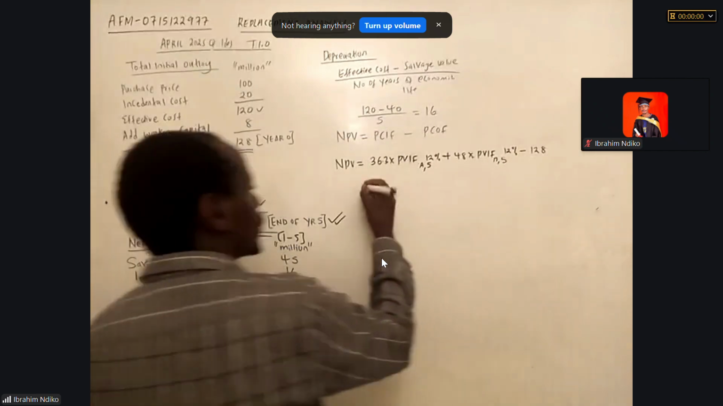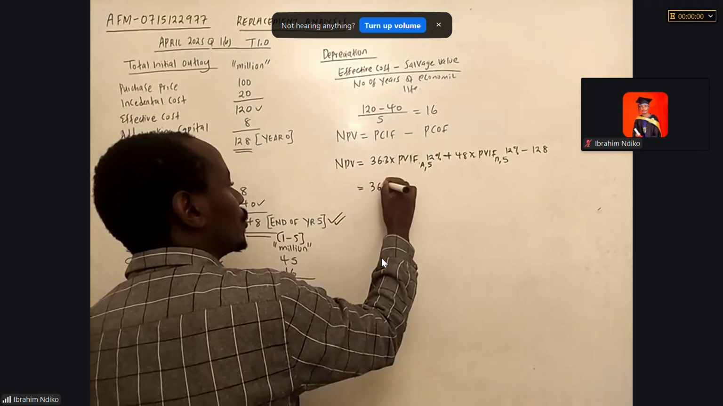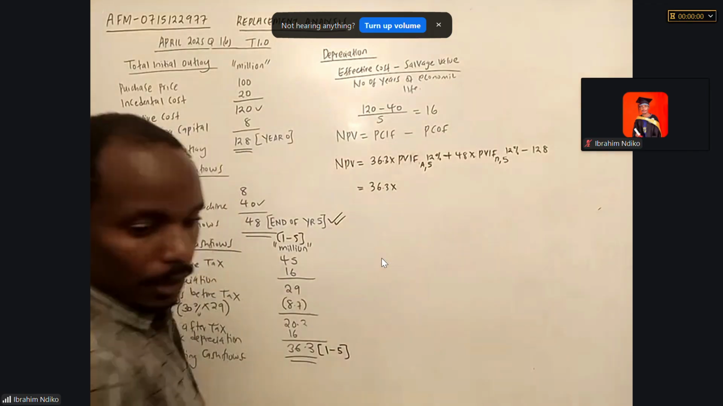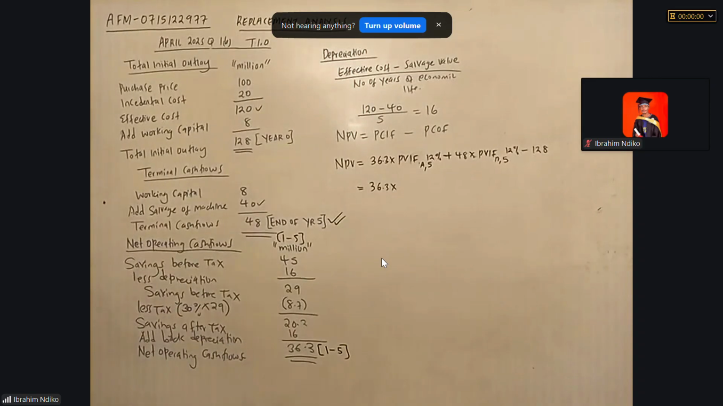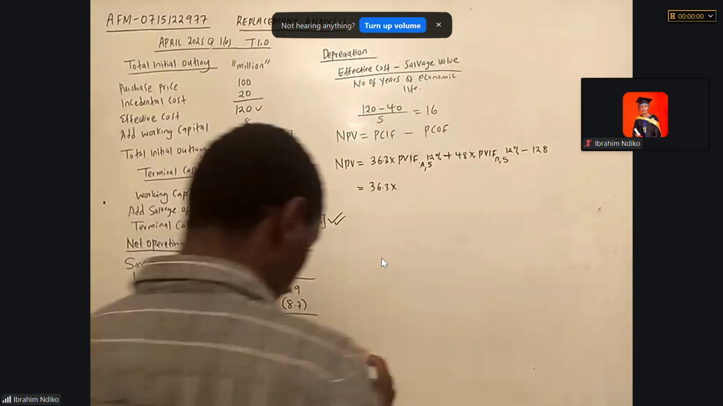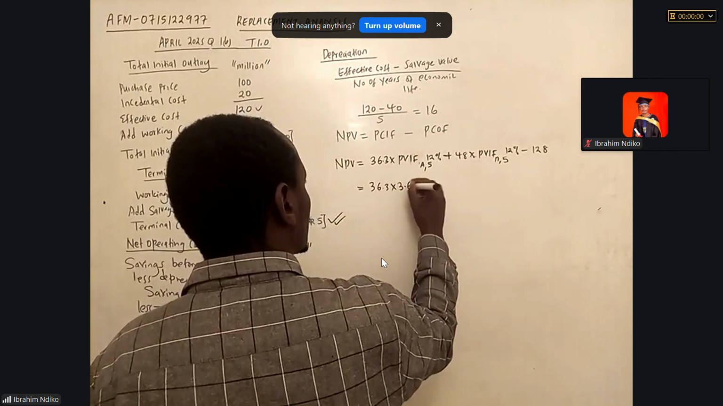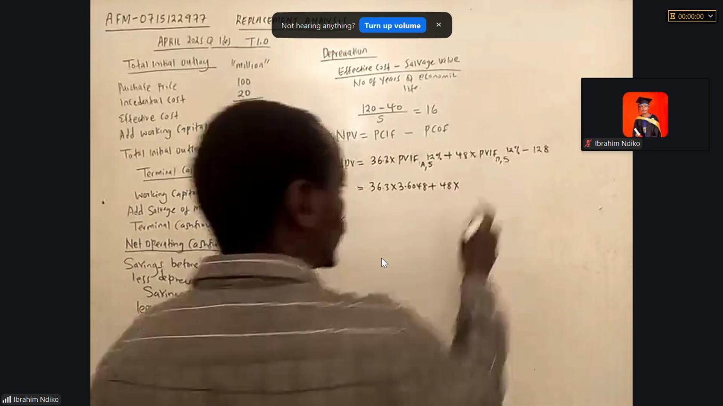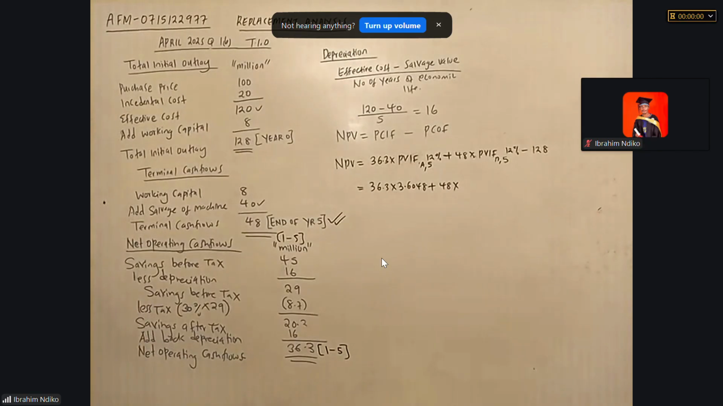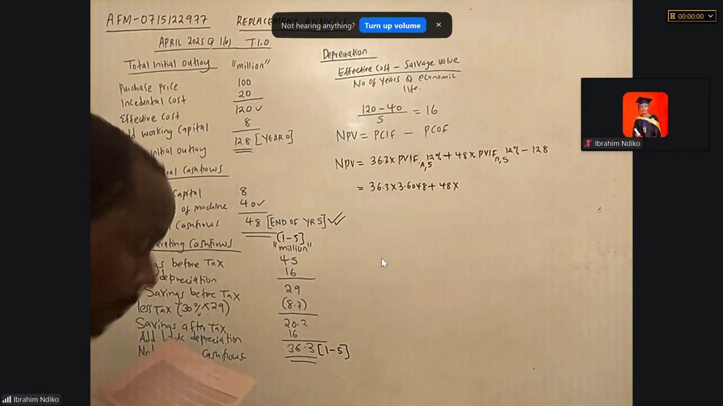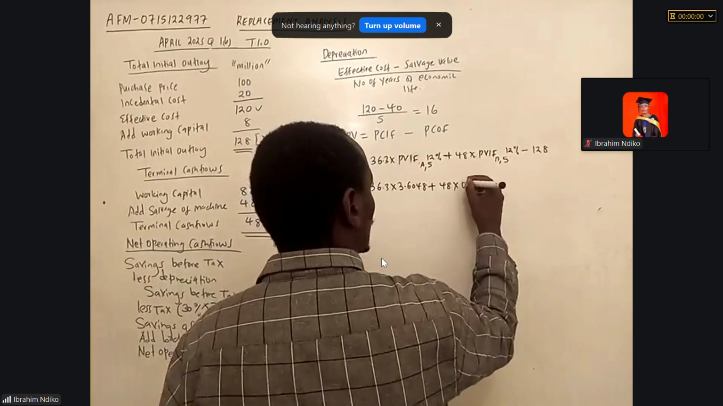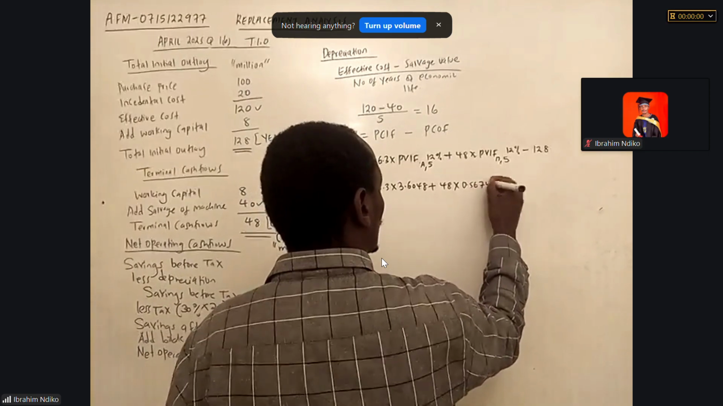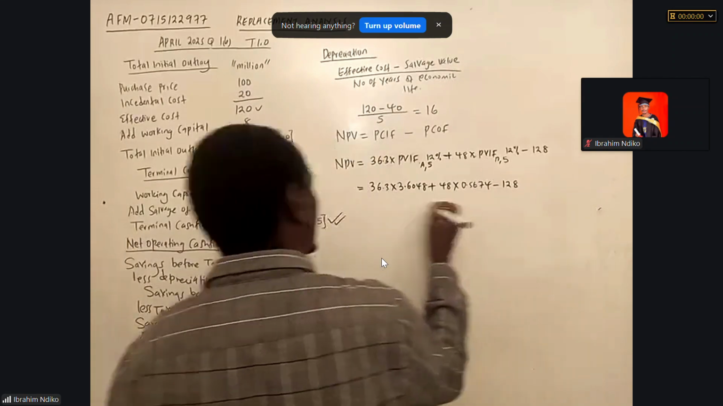Let's go to our table. That is 36.3. Now, annuity year 5, that is the table for annuity. So 12%, it will be 3.6048. So 36.3 times 3.6048 plus 48 times, now this one from the upper table, the one for end period, 0.5674. Minus 128. So you get NPV.